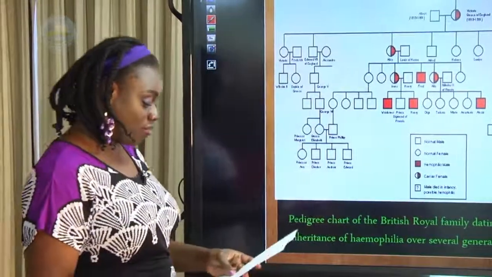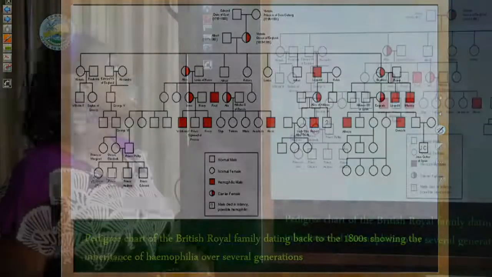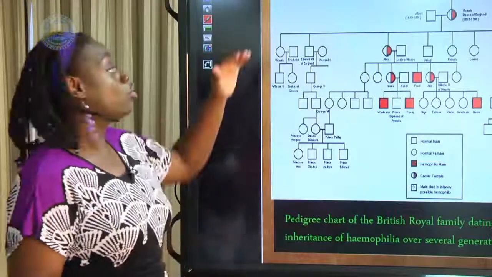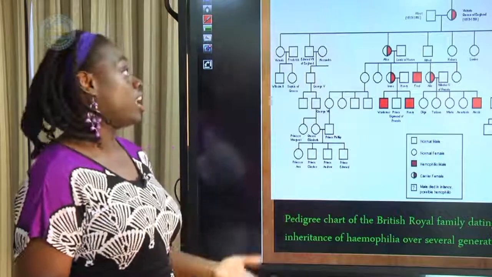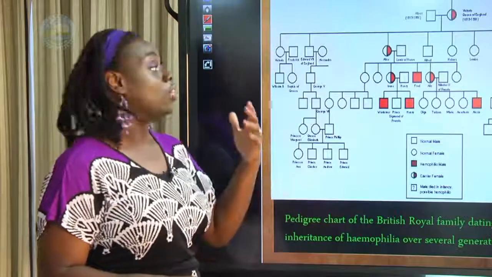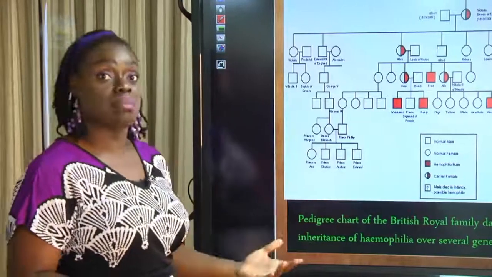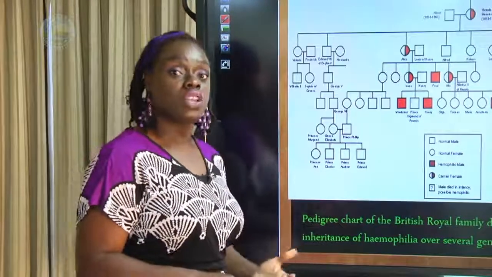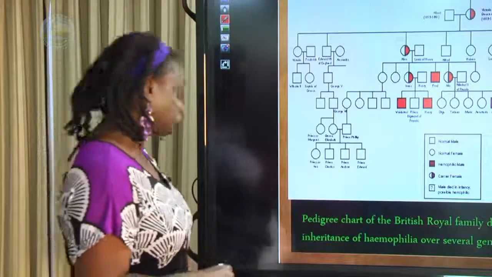So here we have a pedigree chart of the royal family. Yes, the actual royal family, the British royal family. So we are showing the inheritance of a particular disease, in this case hemophilia, throughout the British royal family dating back to the 1800s. Now they have been documenting this trait over several years. So we can now study them as an example of how hemophilia is passed on through sex-linked chromosomes.